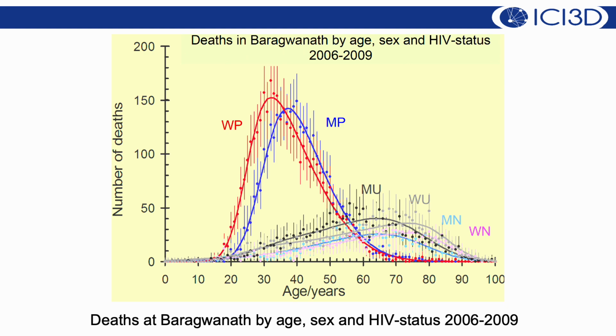recorded in Baragwanath by age and sex and HIV status between the years 2006 and 2009. The number of deaths is huge, and you see that they show a very strong relationship with age. So you get very small numbers of deaths in the younger people, but because it's a sexually transmitted disease, once people become sexually active in their late teens and into their 20s, then you see this massive spike in the numbers of deaths due to HIV.